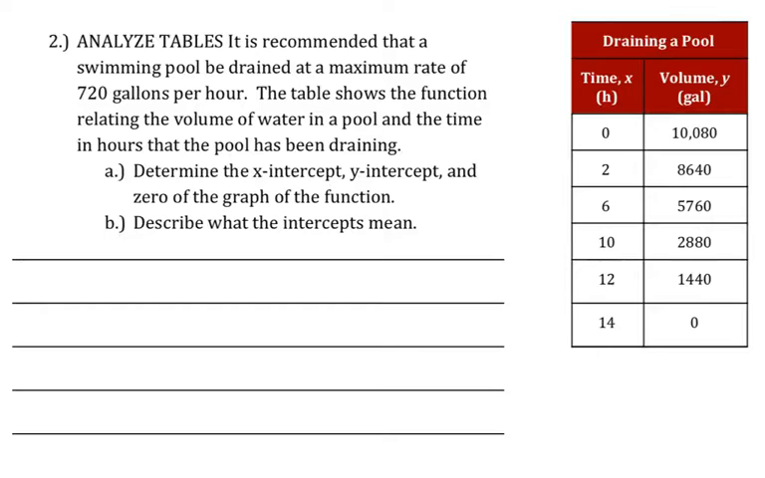Analyze tables. It is recommended that a swimming pool be drained at a maximum rate of 720 gallons per hour. Any more than that, and your life is in trouble. The table shows the function relating the volume of water in a pool and the time in hours that the pool has been draining. Actually, you know what? Take a stab at this. You can look at the last one. I'm going to put my answer up in 5 seconds.